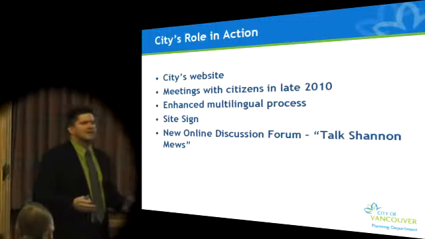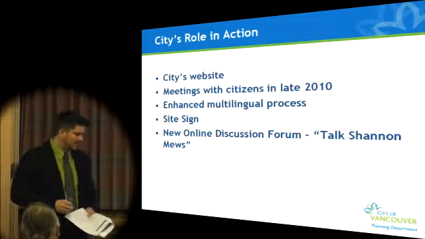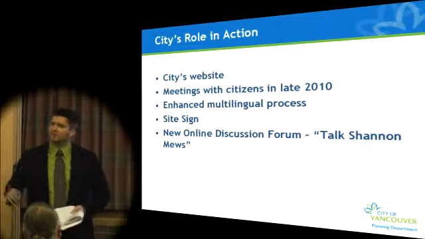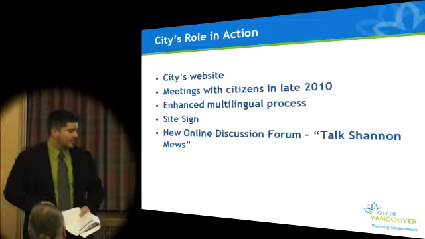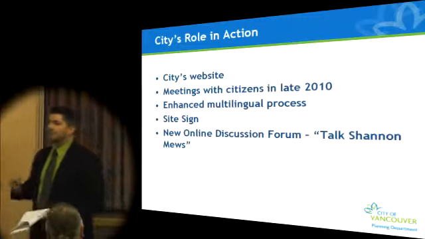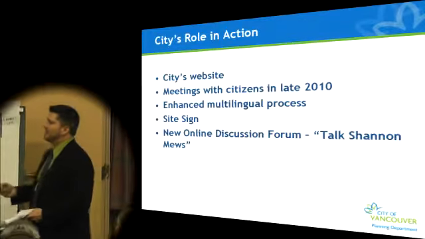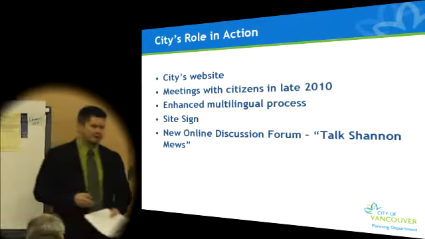Of course, we have the site sign. That's a basic requirement, so I don't want to spend any time on that. But one of the things we're doing that's new and innovative is an online discussion forum called Talk Shannon Mews, and we're very much interested in using that as a bit of a pilot to see if it's something we might use across the city in the future.